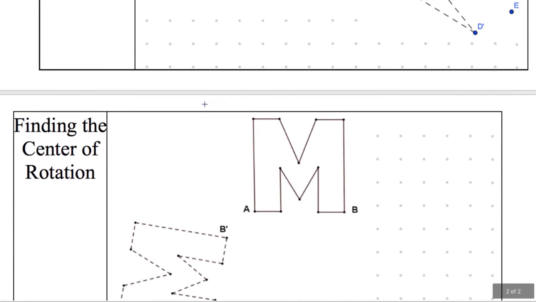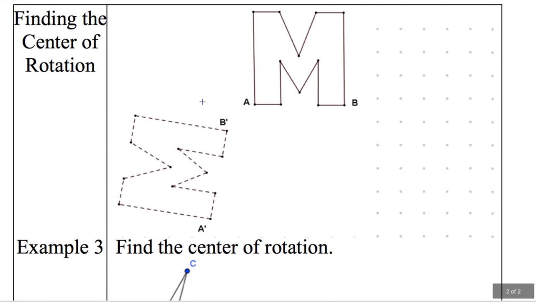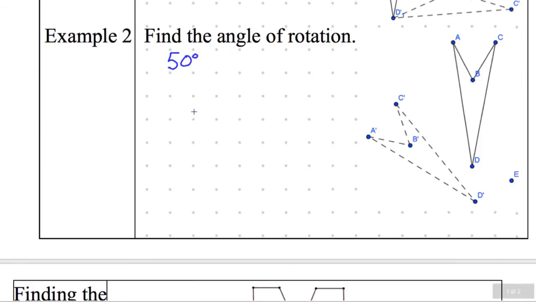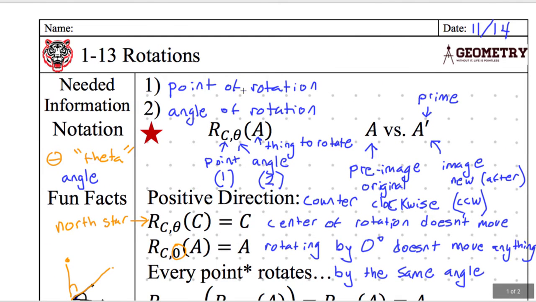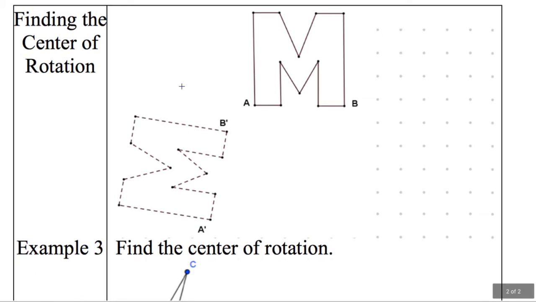All right, let's go to the back. This is the harder of the two, finding the center. The first part was just measuring. The first part was finding the angle of rotation, finding number 2. Now we're going to be finding number 1. We're going to be finding that point of rotation. So here is, I'm just going to go ahead and give it to you because we're a little bit short on time. This is how you find the center of rotation.